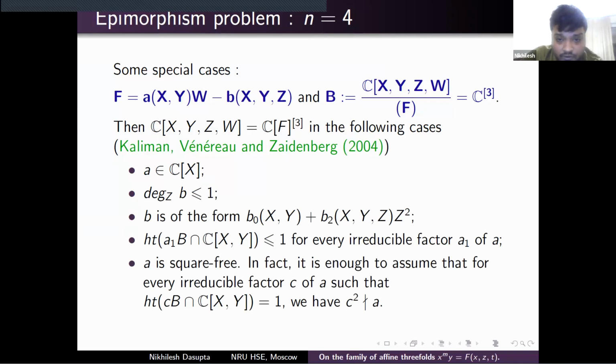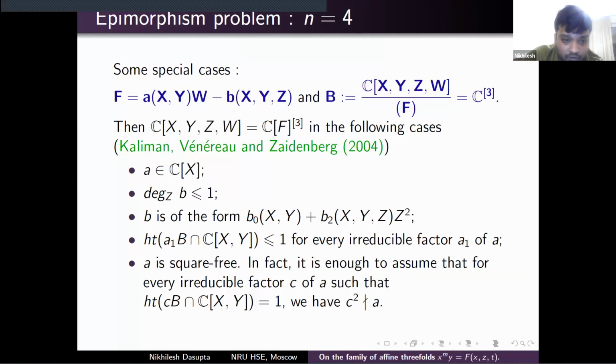B is of this form, there is no term containing Z, and the highest degree of Z is 2. And these are a few technical conditions. Height of any irreducible factor: if you take an irreducible factor A1 of A, you look at this ideal (A1, B) intersected with C[X,Y], it can have height at most 1. So no ideal of height 2 of this form. That's what I mean, or any A is square free.